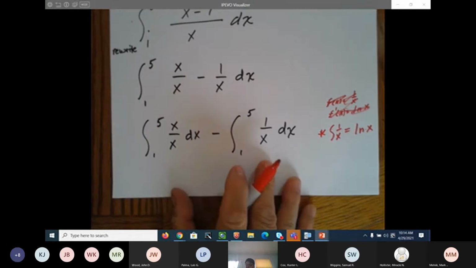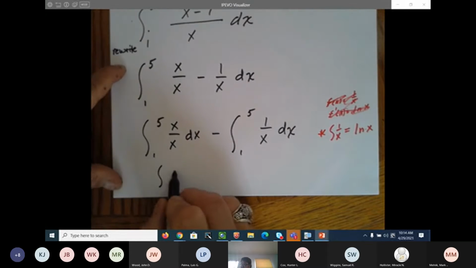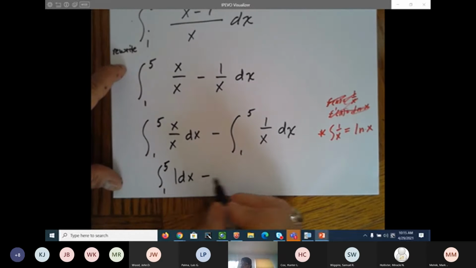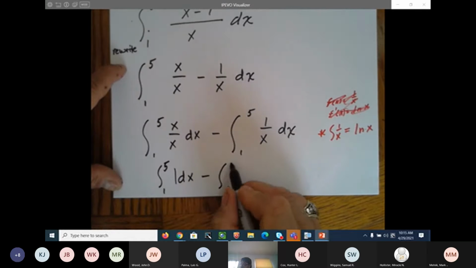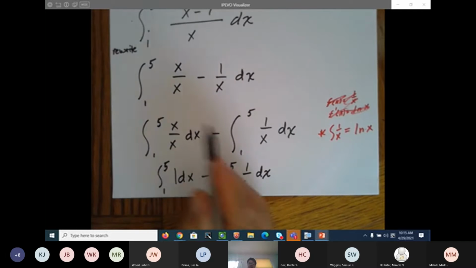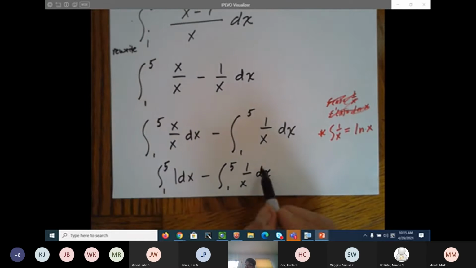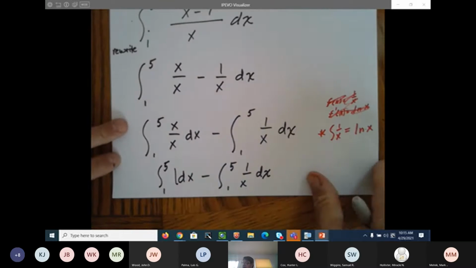So this is the antiderivative of 1 dx minus the antiderivative of 1 over x dx. Now I'm putting every step in here because some of you need it. And this is x, and this is the natural log of x. Because what's the antiderivative of a constant? x. Because I'll show you here on the next page.